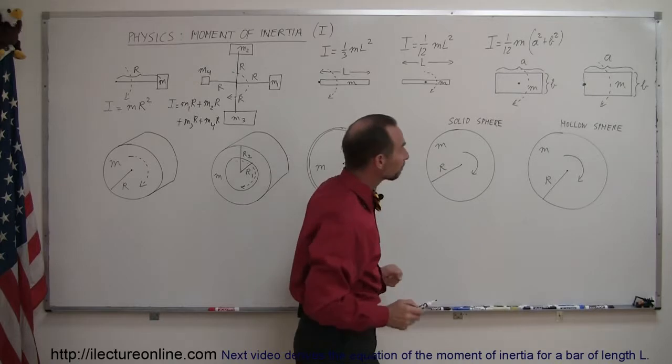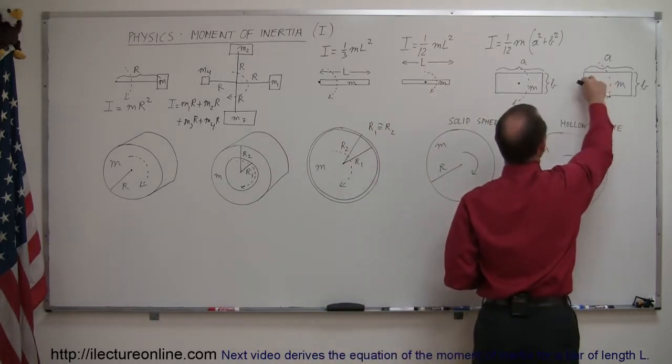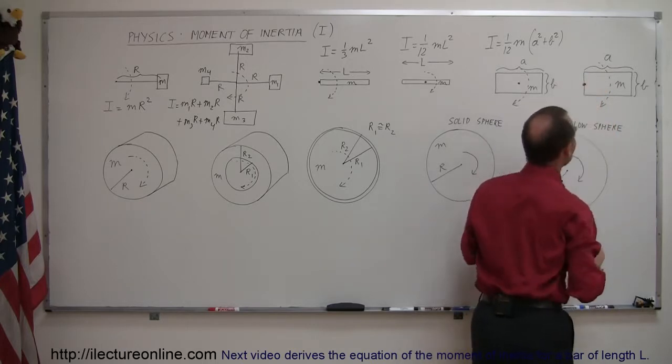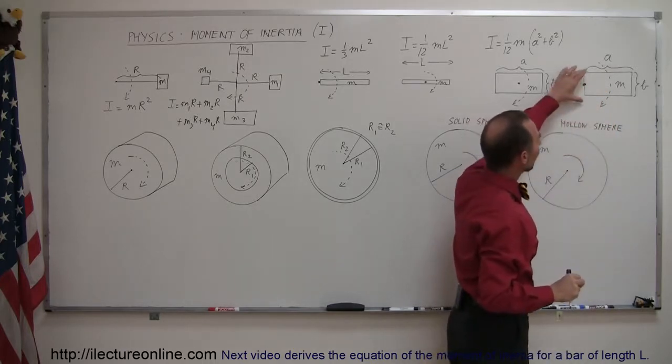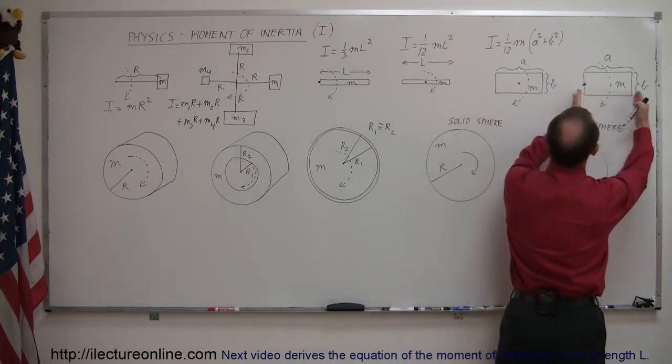Moving on to the next one, we can now see that we're rotating this about a point at the very end of the plank. And in that case, it turns out that the width of the plank in this direction doesn't matter, only the width in this direction.